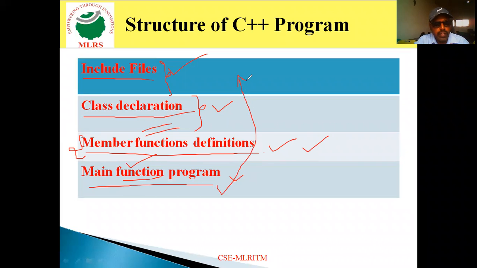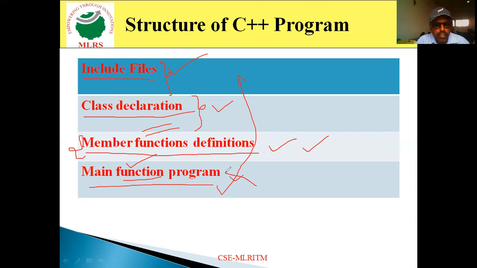This is the way the C++ program execution is done. We specified the way of execution procedure in C and C++. In C, it is top to bottom, whereas in C++, it is bottom to top. Bottom to top means we place the main function at the bottom of the program.